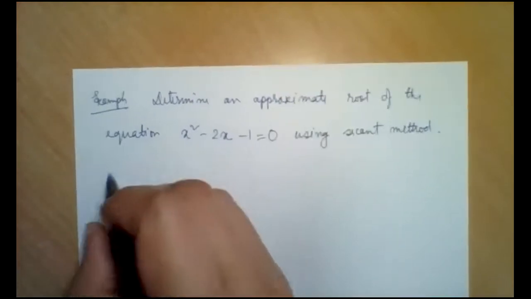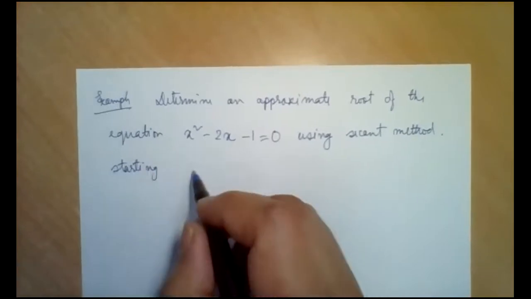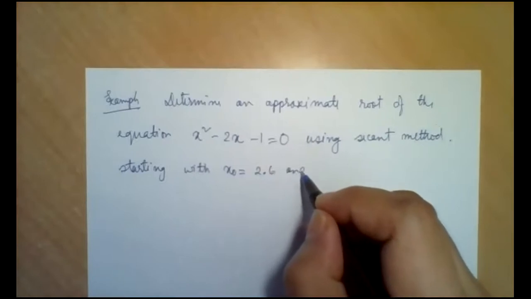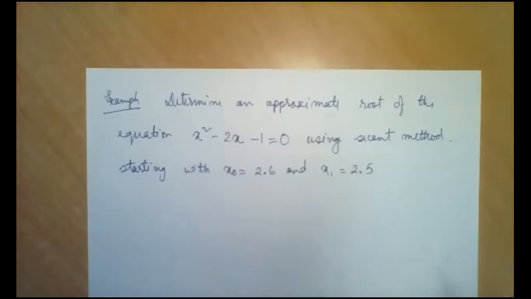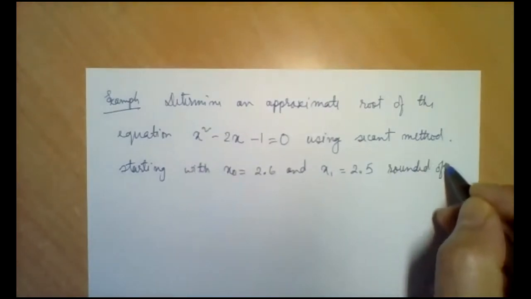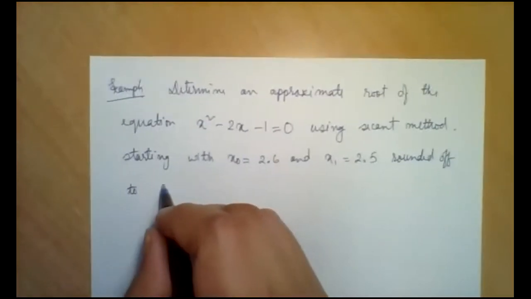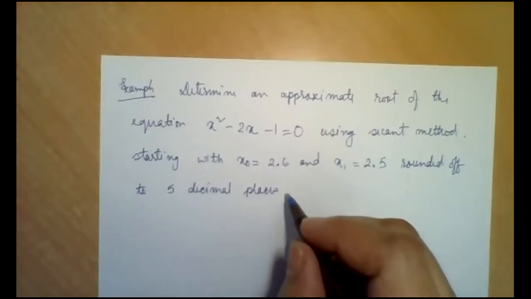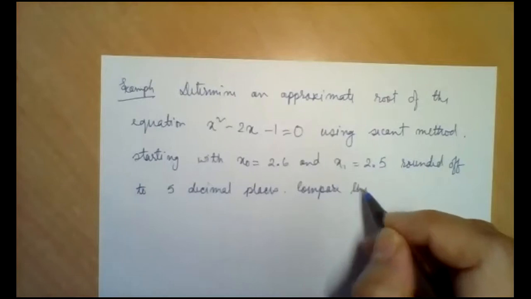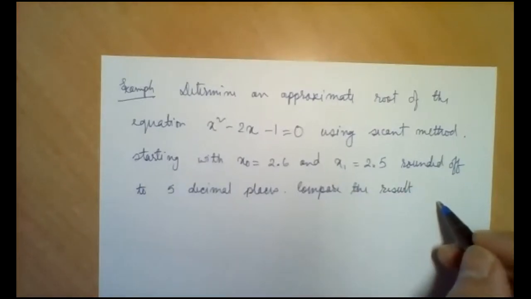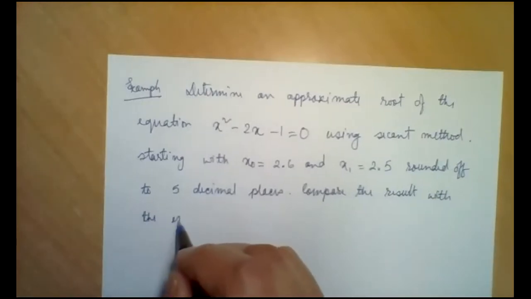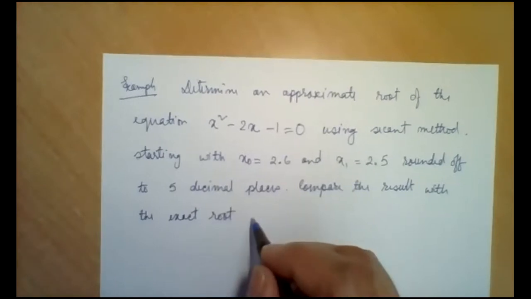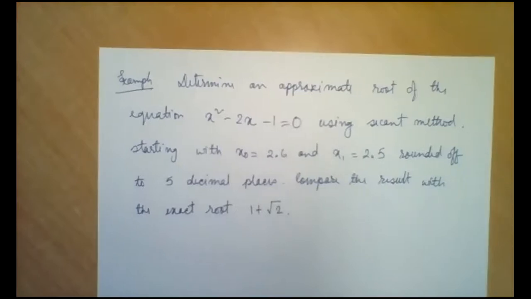Starting with x0 equal to 2.6 and x1 equal to 2.5, rounded off to 5 decimal places. Compare the result with the exact root. The exact root is 1 plus root 2.